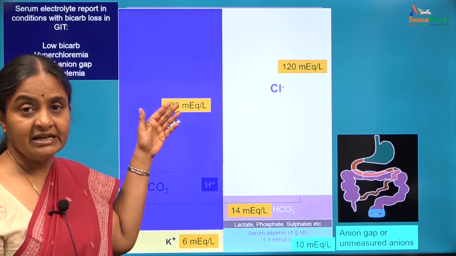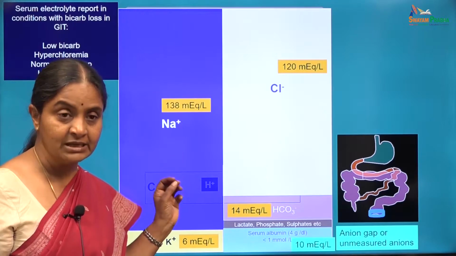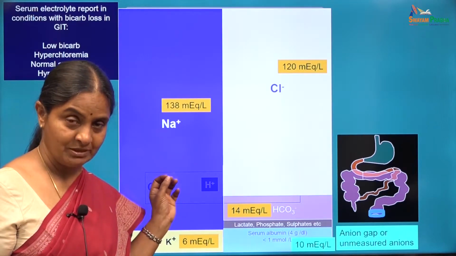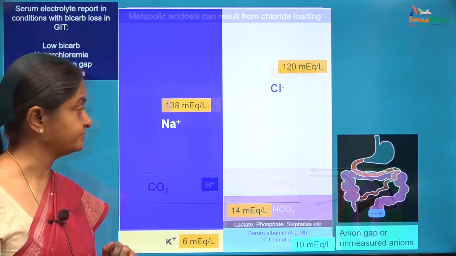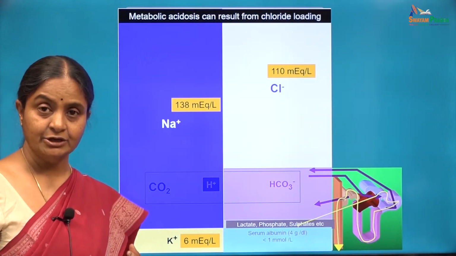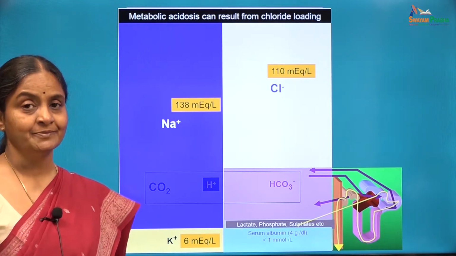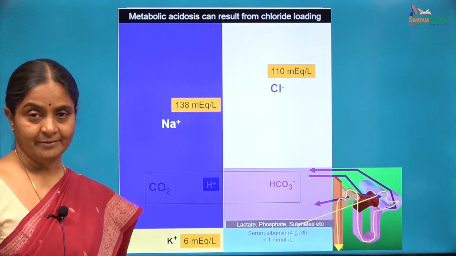I am not making any commitment as to what happens to serum sodium levels in any of these conditions. The assumption is that it is normal for our discussion. Another iatrogenic cause of metabolic acidosis, iatrogenic meaning that comes up due to some treatment procedure, is chloride loading.